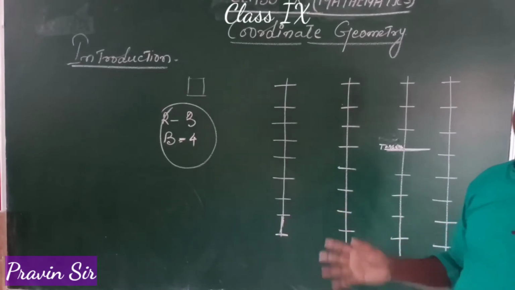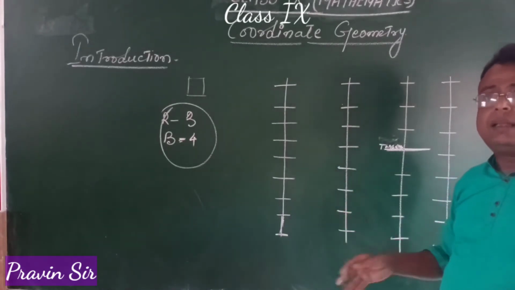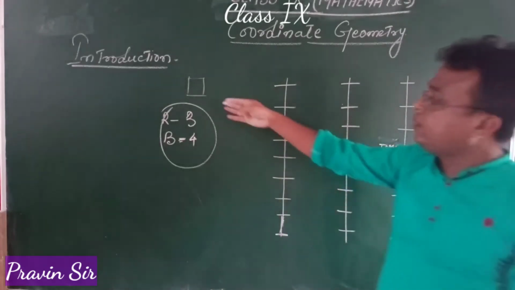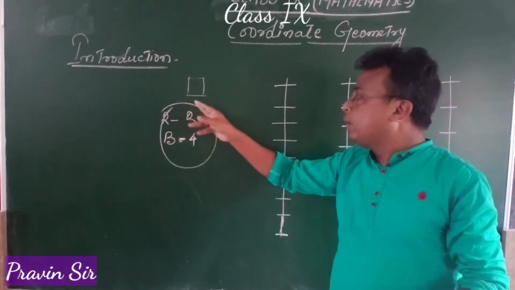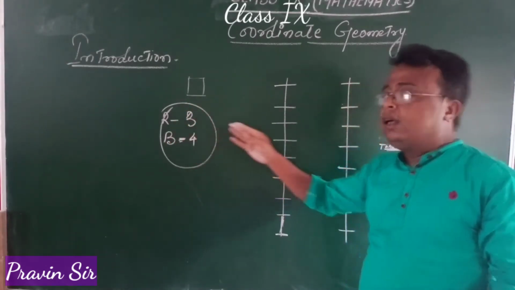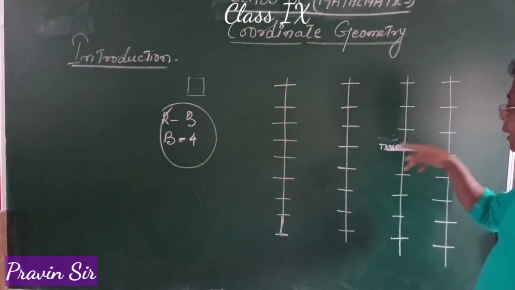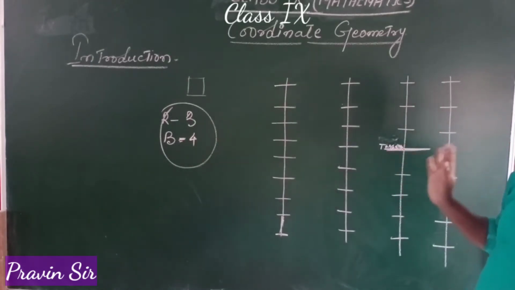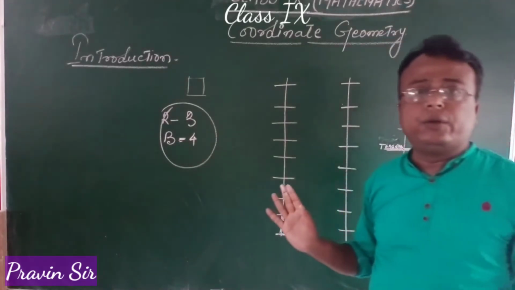That is not the correct information. Now the correct information I am giving: go to row number 3, bench number 4. There you will get the exact location of that boy. All right. Is it clear to you?